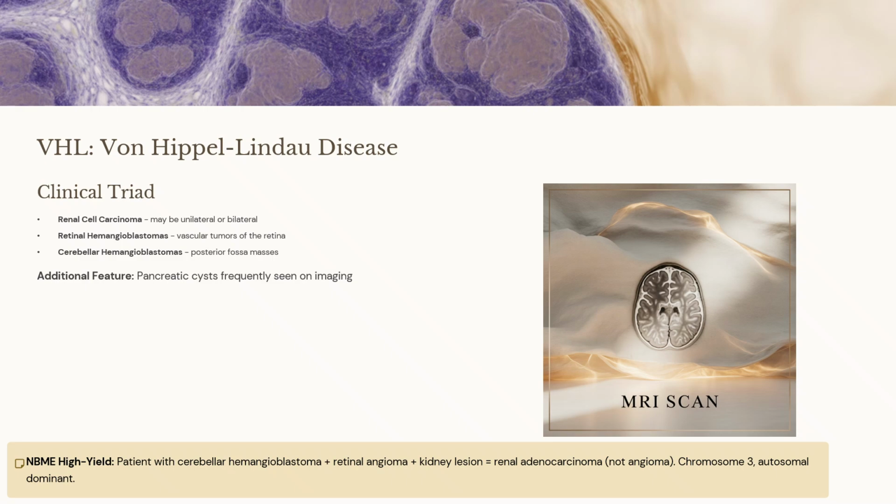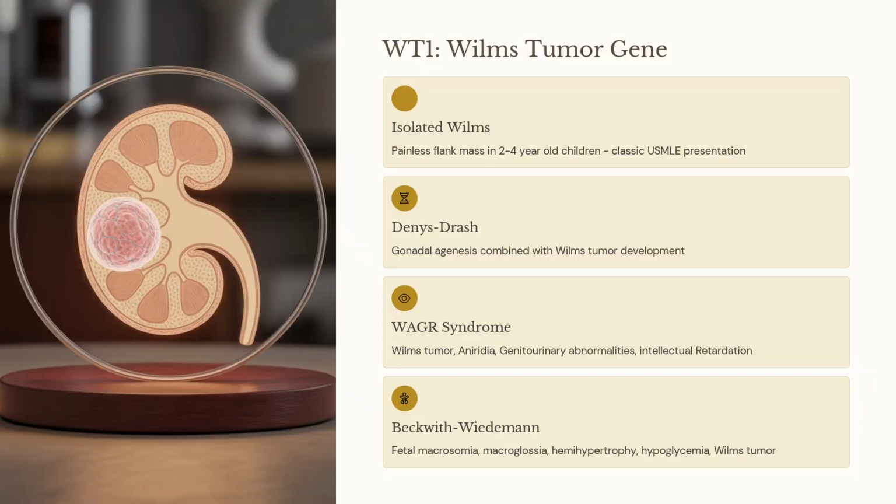This is the pattern which is seen over here in von Hippel-Lindau. The chromosome responsible is chromosome 3 and it is autosomal dominant inheritance. Wilms tumor, WT1 gene. A misstep in kidney development genes can turn a child's organ into a tumor factory. That is the role of Wilms tumor WT1. It will result in painless flank mass in a 2 to 4-year-old child because of the Wilms tumor.